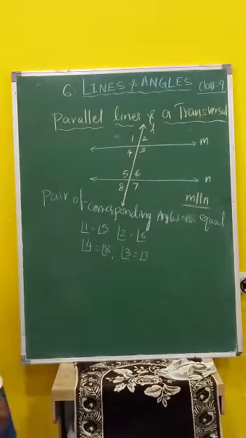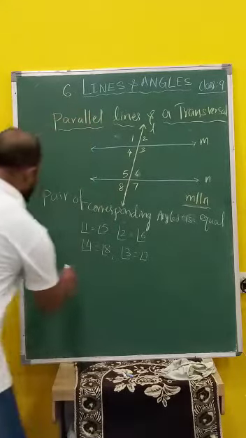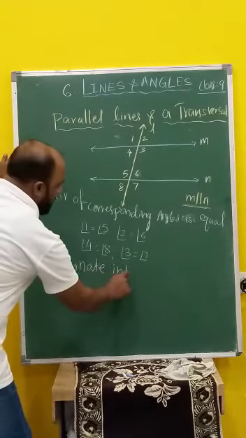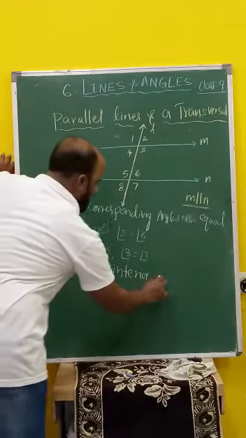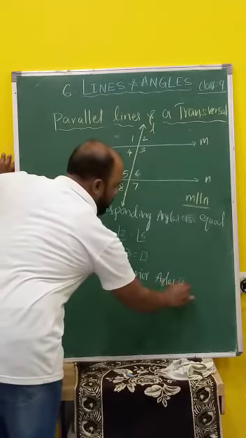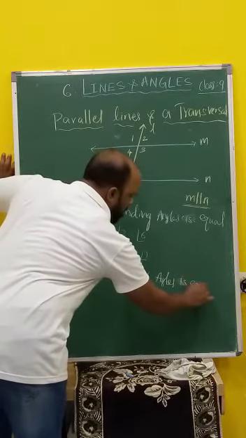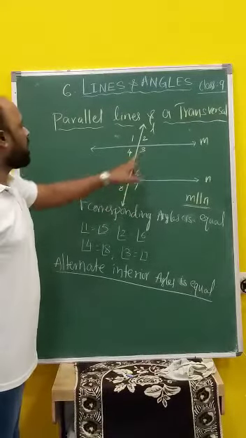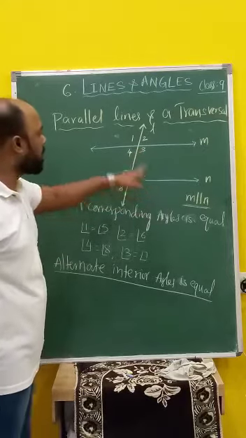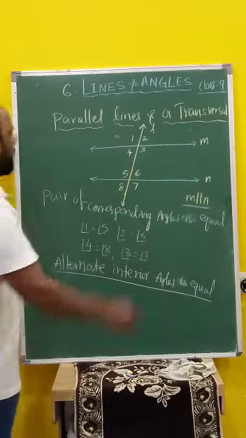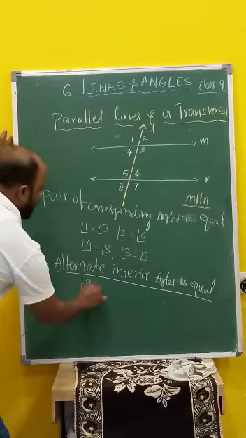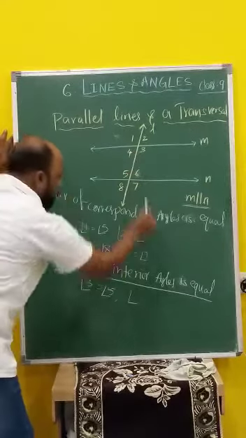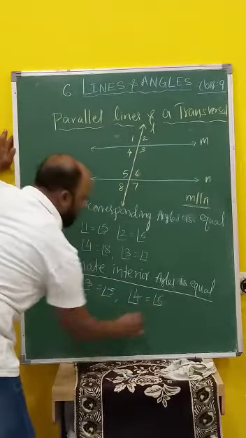Next we will go for alternate interior angles, which are also equal. What are the alternate angles? Just now we discussed that 3 and 5 are alternate angles, and 4 and 6. Only two are there. Angle 3 is equal to angle 5. And next, angle 4 is equal to angle 6.